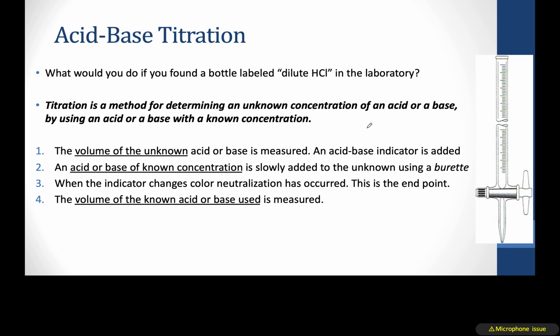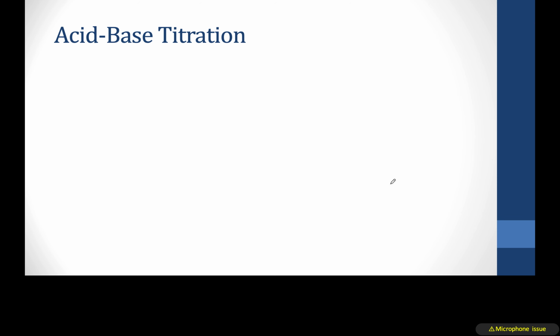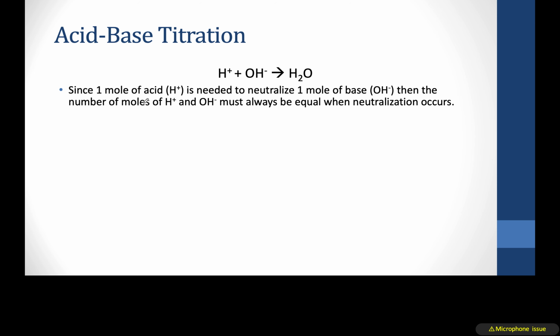Remember, that's why we stopped it at the neutralization. As soon as it changed color and became neutral, that's where we stopped, because at that point, the number of moles of H+ and OH- are equal. And that's going to be key for what we're going to do next. So, at neutralization, at what we call the end point in a titration, which is where neutralization occurs, the number of moles of acid is equal to the number of moles of base. Keep that in mind for a second.